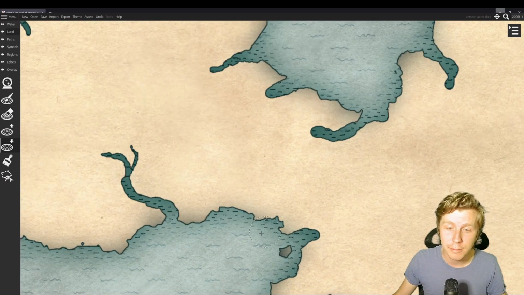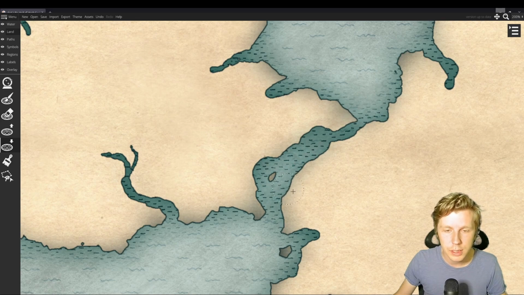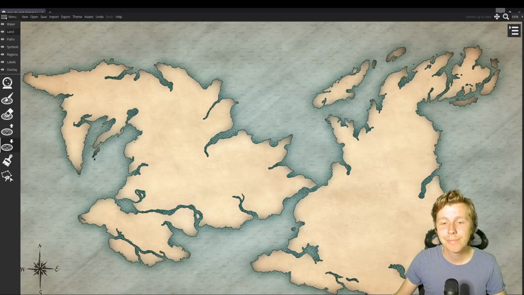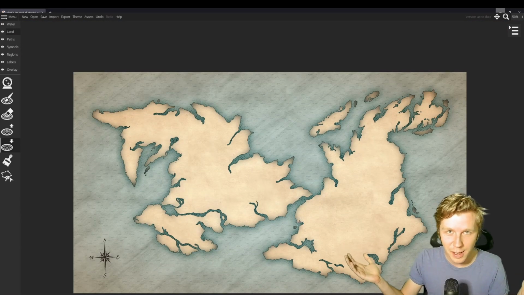So let's make a strait. Let's just kind of go like this, maybe swoop around a little bit. And I want it to look more like the Bosporus Strait. So we're going to make it more like this. Ta-da! And now we have the outlines of our continents.